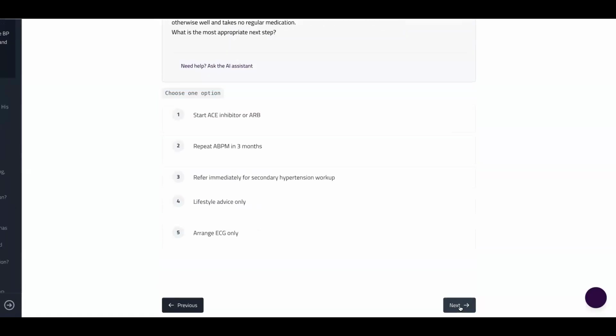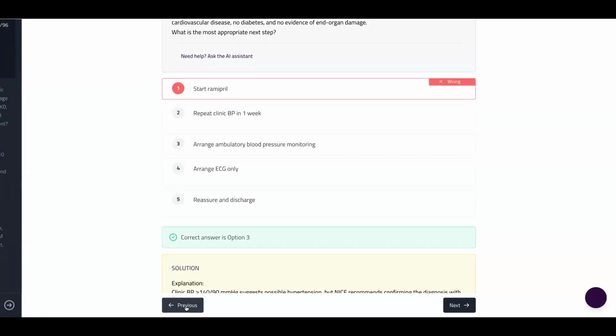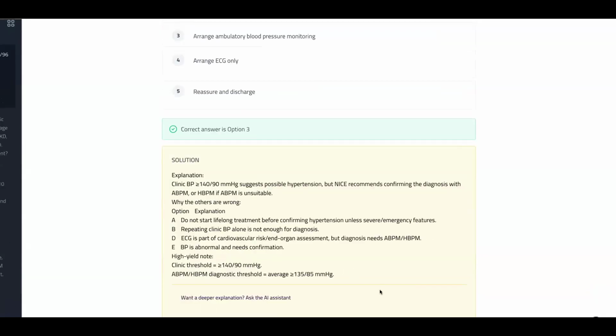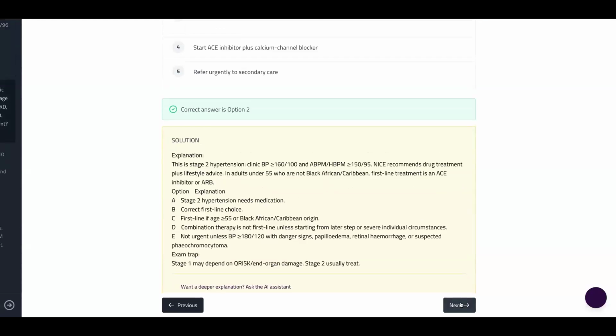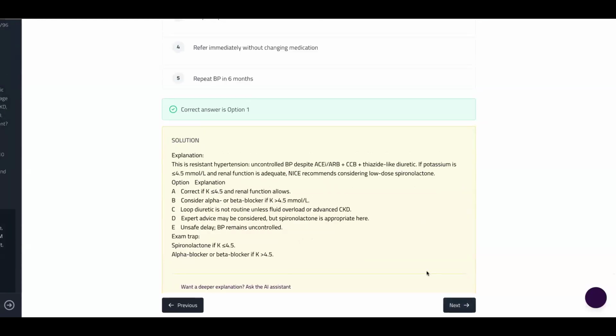This is not considered resistant hypertension, not yet. She's on three medications, and three medications are important for resistant hypertension. Yes. So, what do you think? Referral can be an option also. Referral for investigation of secondary hypertension can also be an option.